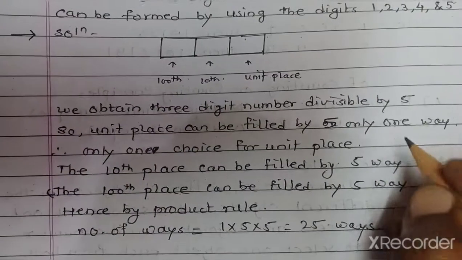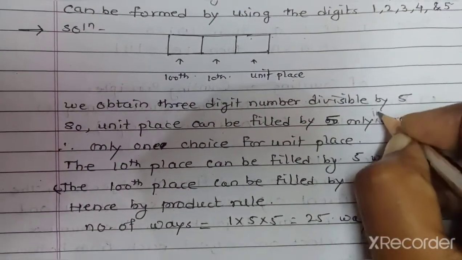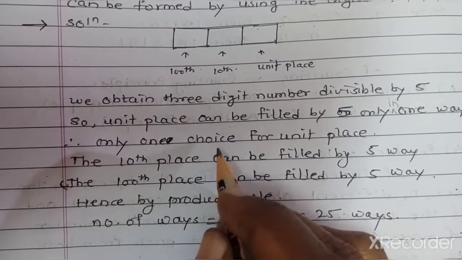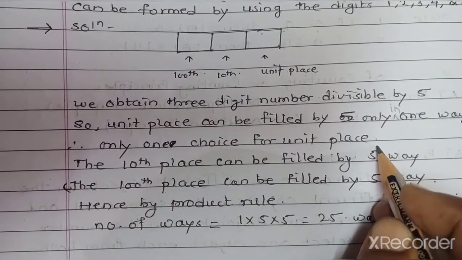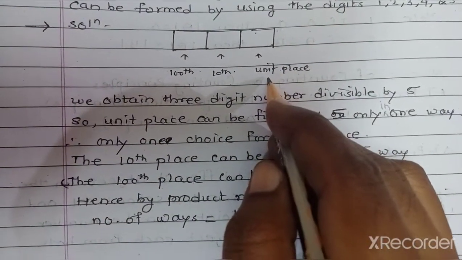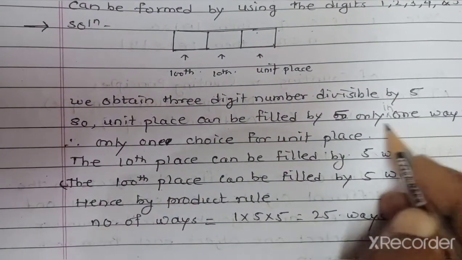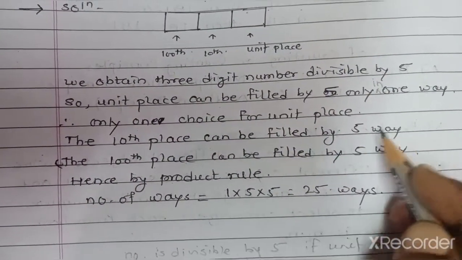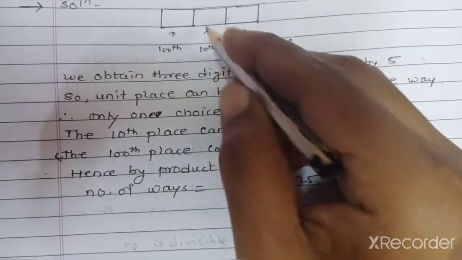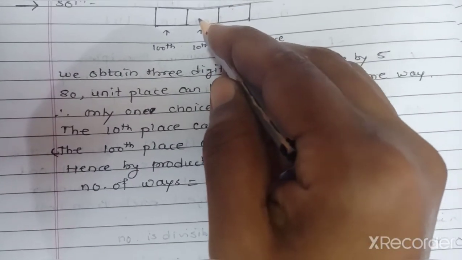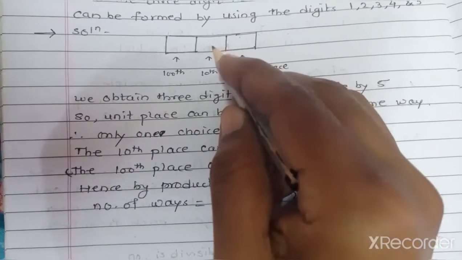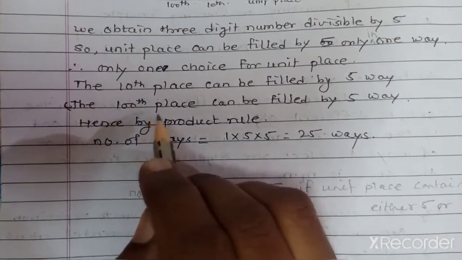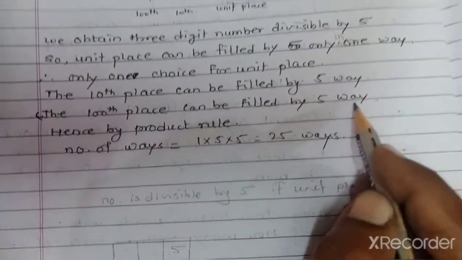5 only in 1 way. So therefore only one choice for the unit place. Means that unit place we have to fill by only 1 way. The 10th place can be filled by 5 ways. So this 10th place we have to fill by 5 ways, because 5 is also allowed for the second position also. Next one. And the 100th place can be filled by again the 5 ways.